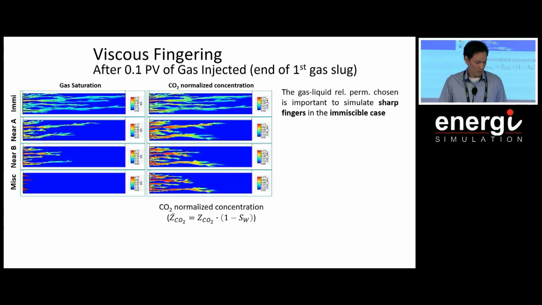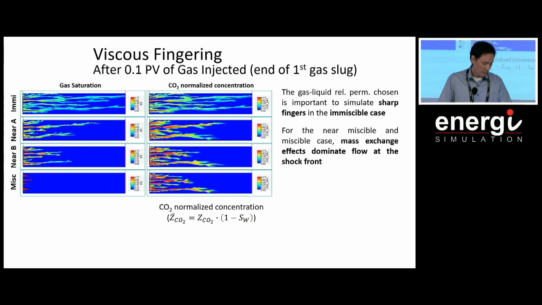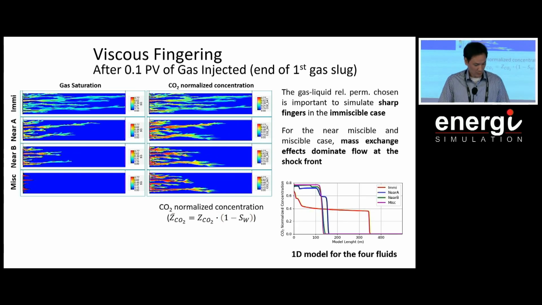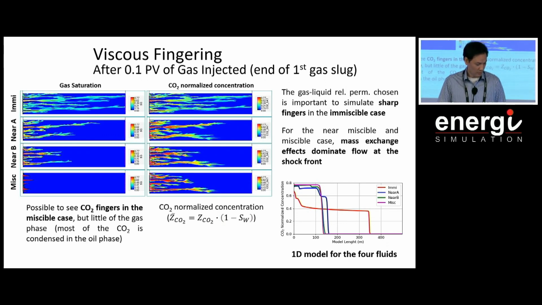Because of our choice for the gas-liquid relative permeability, we can actually see sharp fingers in the immiscible case. And in the near miscible case, these fingers are even sharper. But that's because, in this case, mass effects are dominating the flow at the shock front. So because of mass changes, a lot of the CO2 is actually being condensed in the oil before the phase split. And that will create an even higher saturation for the shock front in those scenarios.